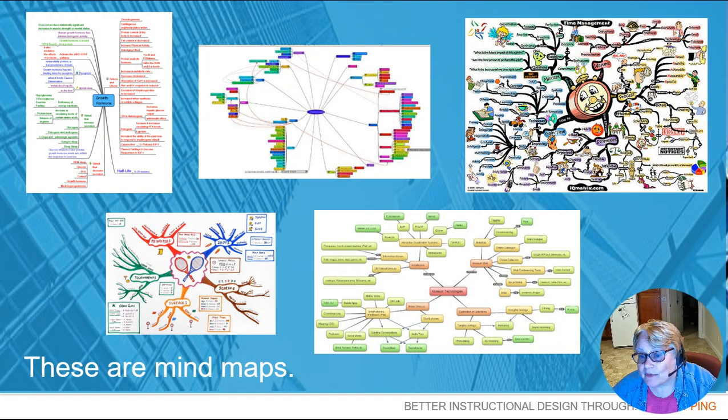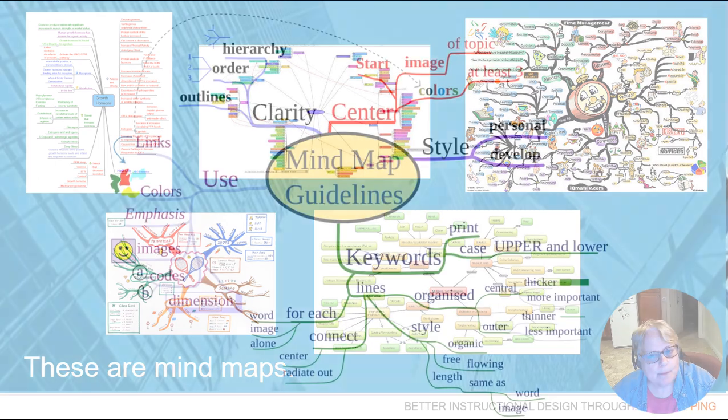These are mind maps. You can see they look very different. Some of them are software generated, some of them are drawn with markers. There's quite a variety. The key is that they all start in the center and radiate out.